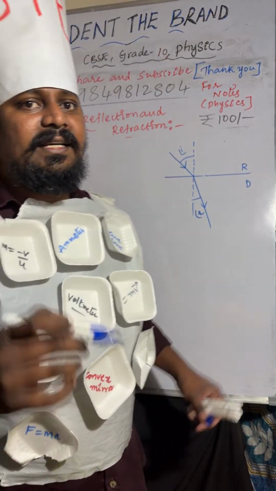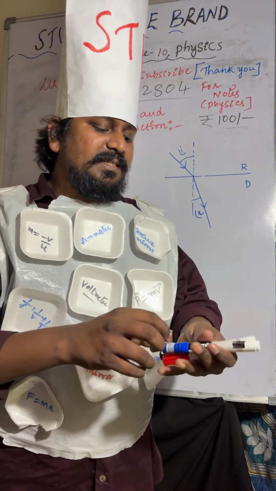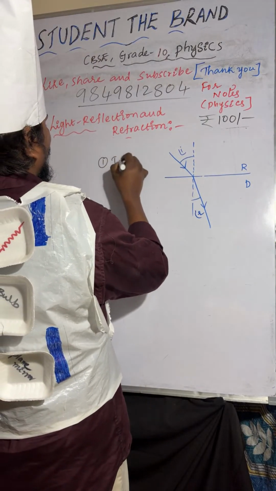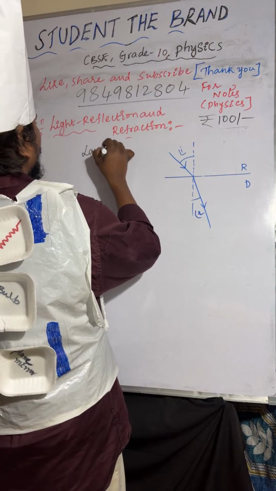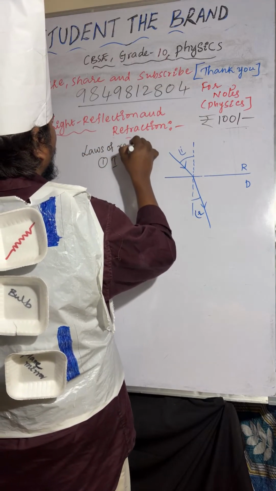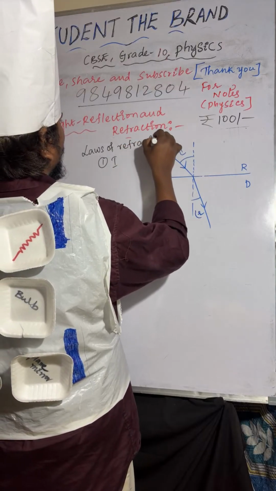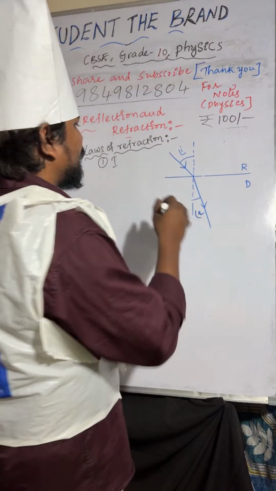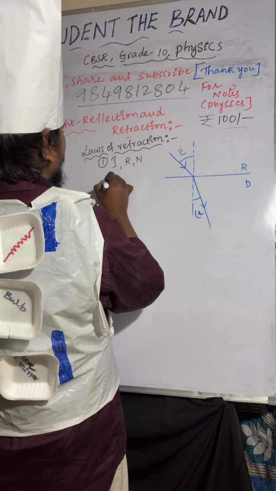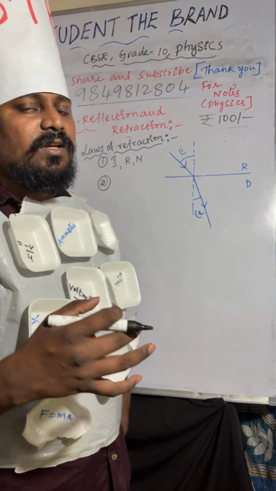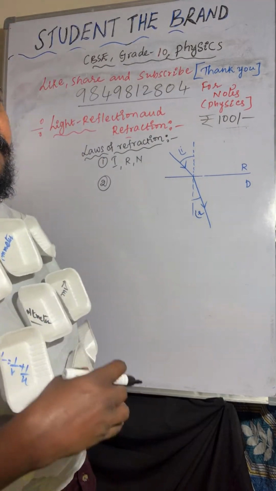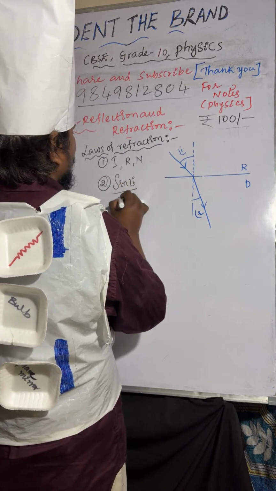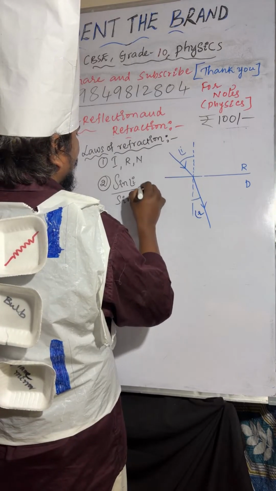Point number 1: the incident ray, refracted ray, and normal line lie on the same plane. The second one: the ratio of the sine of the angle of incidence to the sine of the angle of refraction is equal to a constant.